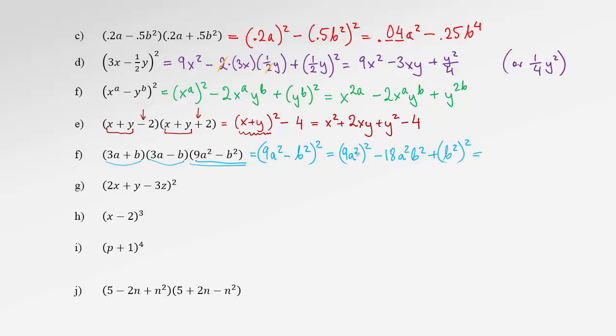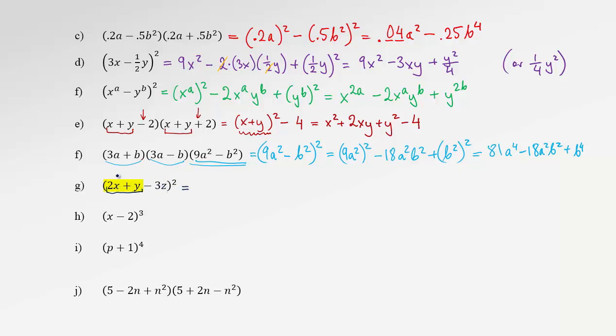So what's left to do is to raise to the square those outside terms. So we have 81a to the 4 minus 18a squared b squared and plus b to the 4. And it's done. The next example, at first it doesn't look like we can use any formula. But let's see a little bit closer. Again, if I group the first 2 terms and treat this as one package, as one term, and treat the 3z as a second term, I can really apply the perfect square of the difference.